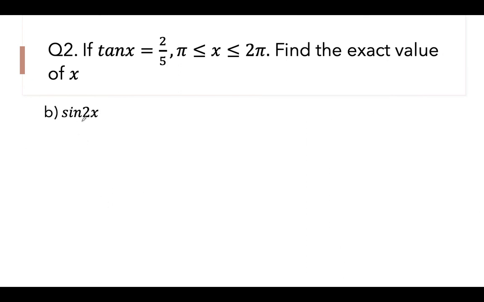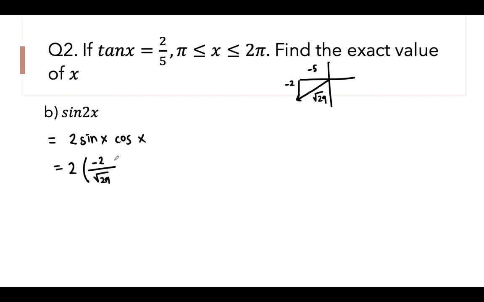Okay, so what if it's asking for the sine double angle formula? From the previous note, we know that because the angle is between pi and 2 pi, it must be here in quadrant 3, and tangent is positive, and we're making a triangle. So this is negative 2, negative 5, and y is negative 2, and square root 29. So the sine double angle formula, there's only one formula, which is 2 sine x cosine x. So let's plug in. We understand that sine x is negative 2 over square root 29, and cosine is negative 5 over square root 29.